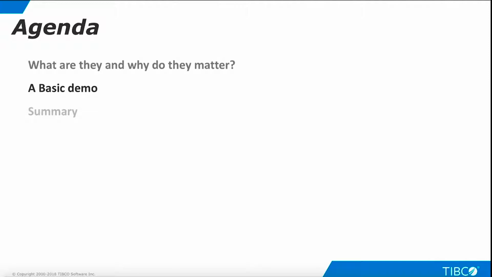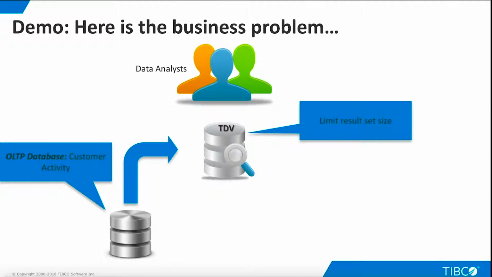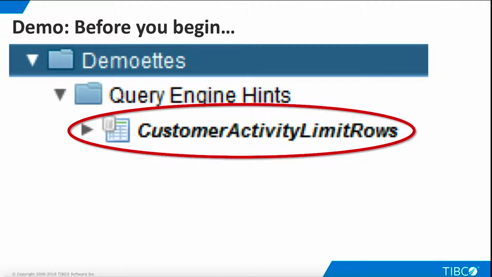Next, let's walk through a very basic demo that shows the use of query engine hints. Here is the business problem that we illustrate in this demo. We want to publish a view of customer activity. However, the underlying physical table is very large, and we want to make sure that our end users do not inadvertently submit a query that returns an enormous result set. We'll use query engine hints to limit the maximum amount of data that can be returned by this view.